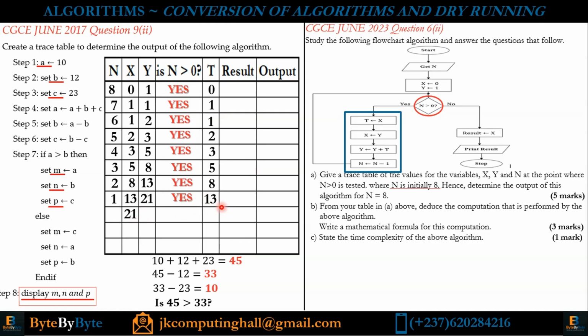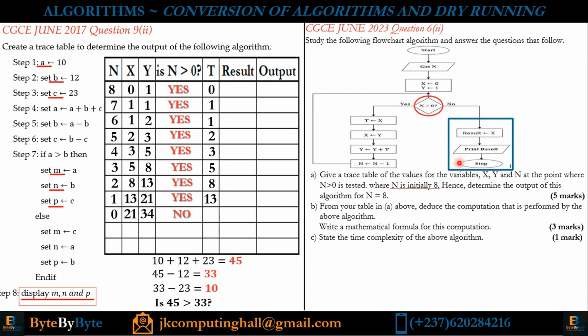When you add these two values, what do you get? 34, and n decrements. When you come back, is n greater than 0? Is 0 greater than 0? No. So in this case, you are no more entering here. Instead, we come at this level where result takes the value of x. And what is x? 21.